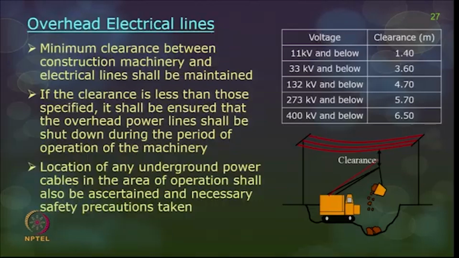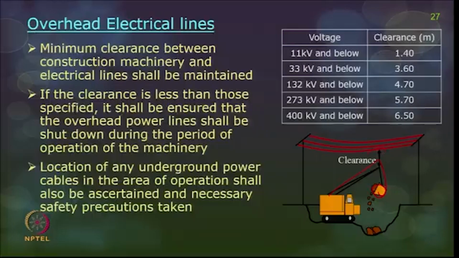Next, we will talk about overhead electrical lines. When you are operating excavating equipment, most of it has a boom and a bucket grab. When the movement happens, it is swinging and moving in the air, so accidentally it may interfere with electrical lines passing by that area. There is something called clearance, which implies the minimal distance of this equipment or the grab from all these electrical lines.